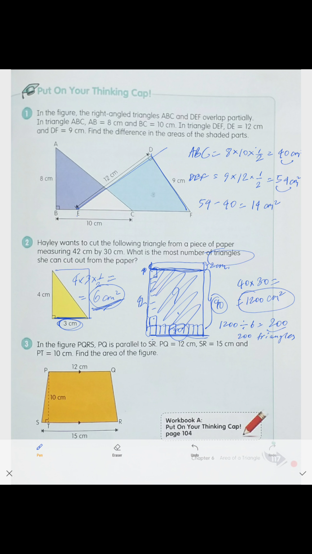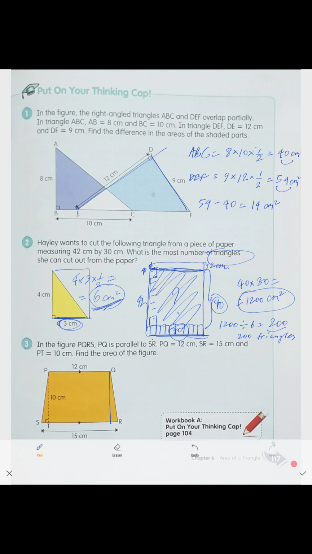In the figure PQRS, PQ is parallel to SR, right? It means they will never cross each other. PQ is 12 centimeters, SR is 15, and PT is 10 centimeters. They show us right here. So what do we do? We basically split it up like this, and now we have our two small triangles and we have our rectangle, right?